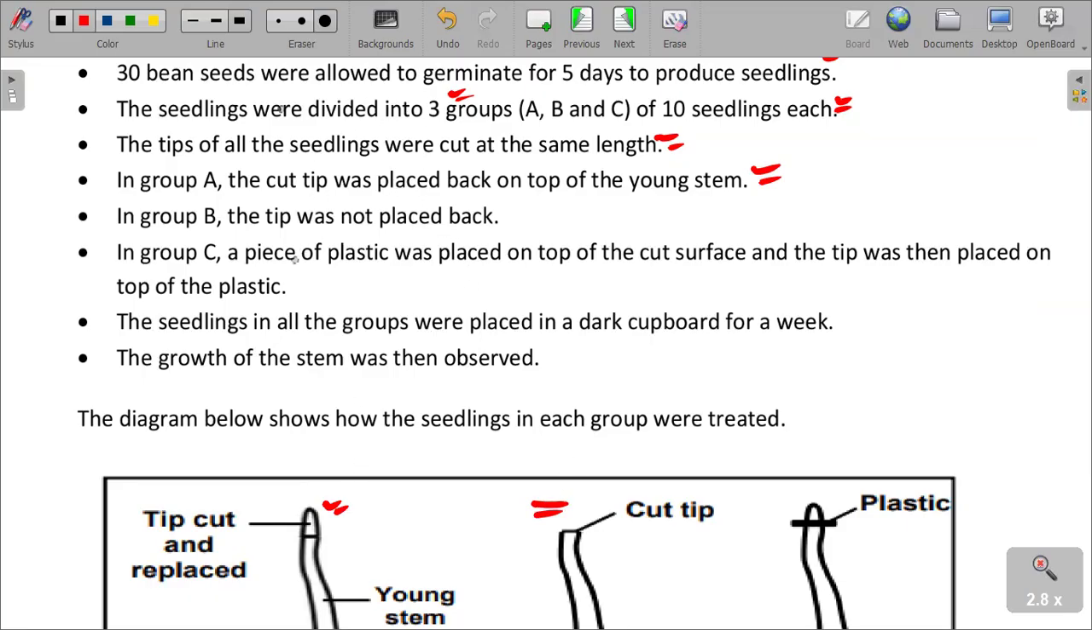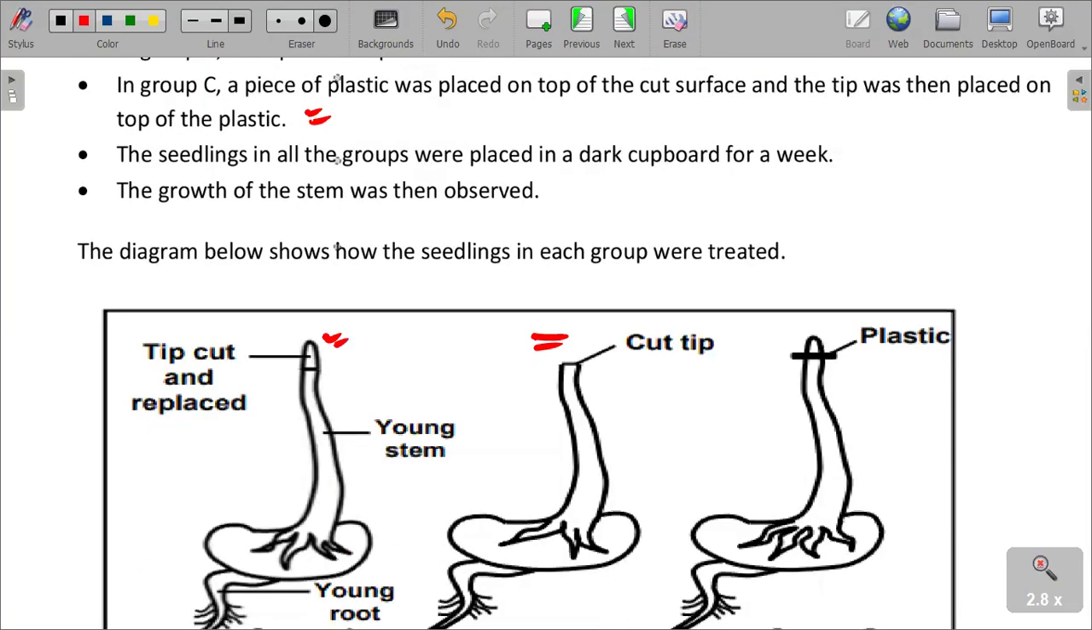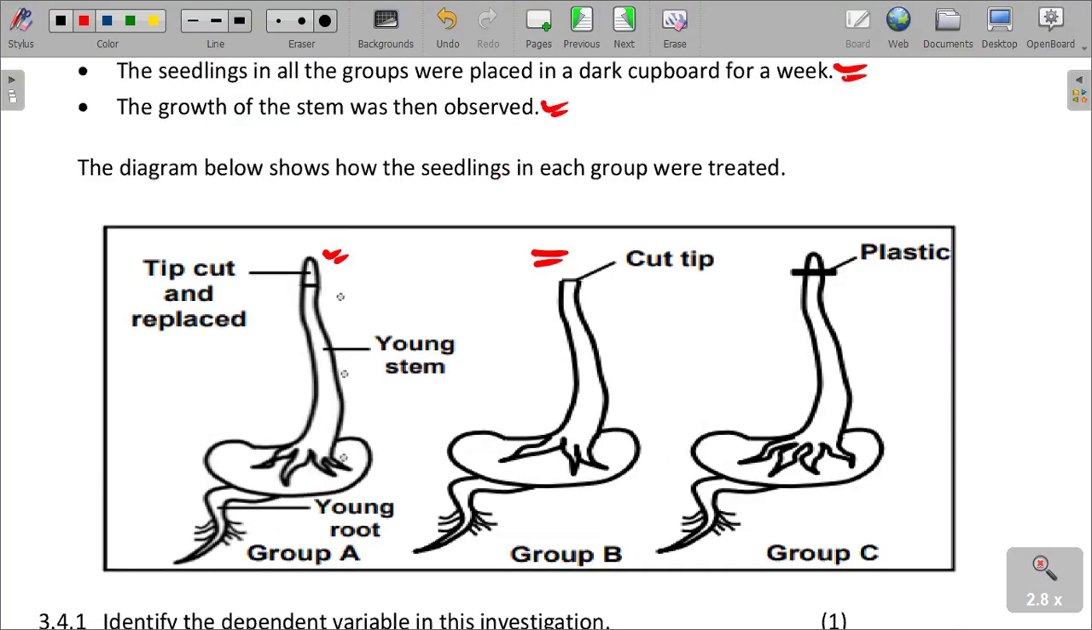And then in group C, a piece of plastic was placed on top of the cut surface, and the tip was then placed on top of the plastic. The seedlings in all the groups were placed in a dark cupboard for a week, and the growth of the stem was then observed. So we have these different seedling groups A, B, C, where the first one was cut and replaced, and then there was a plastic put on top of the cut part.